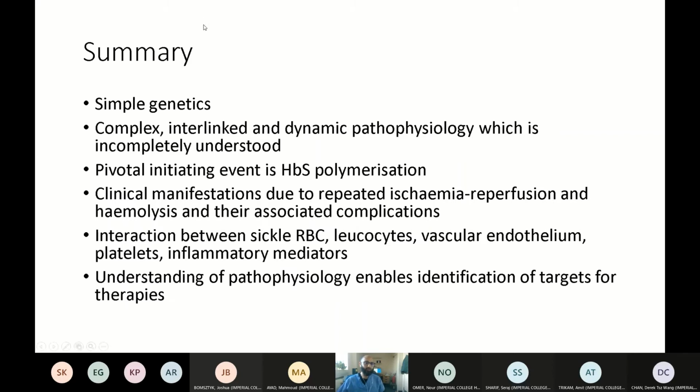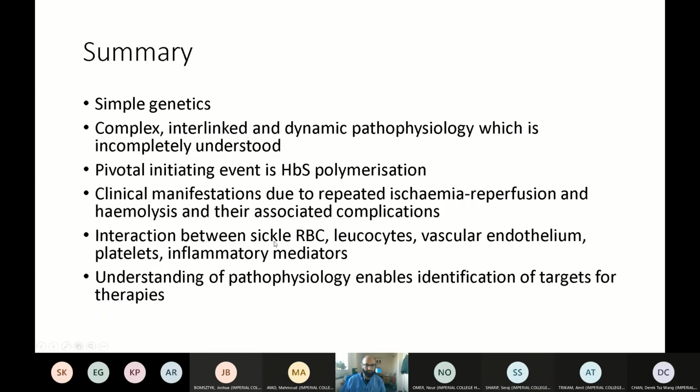So in summary, just to talk about the pathophysiology, as I mentioned, it's a disease which has a very simple genetic basis. However, there's a very complex dynamic pathophysiology, as we've said, involving many different cell types and adhesion molecules. However, again, just to highlight that the pivotal initiating event is the polymerization of hemoglobin S, and this is really responsible for all the other downstream pathophysiology. And the clinical manifestations are due both to the repeated ischemia, reperfusion, and also hemolysis with their associated complications.